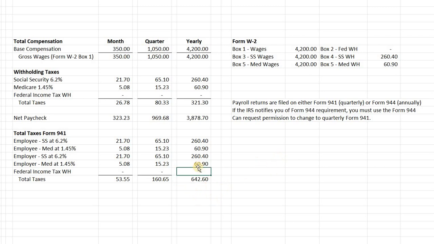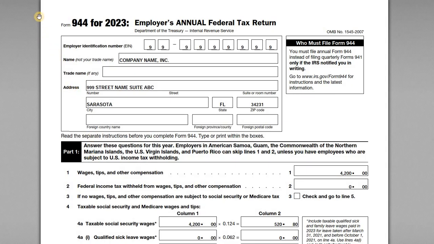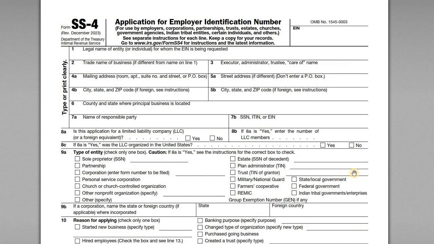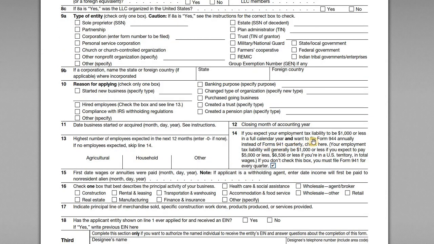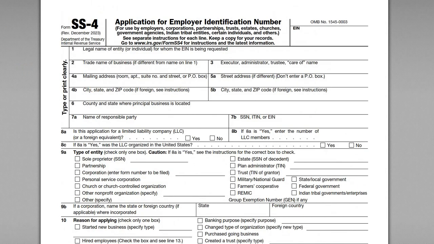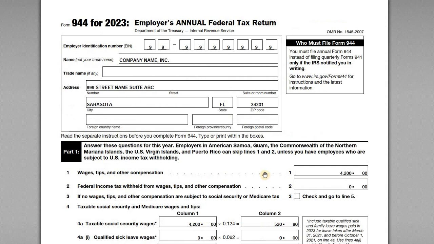So under this scenario, he's still entitled to, and it's consistent with what he reported, that he's going to have less than $1,000 of taxes that are going to be owed with the return. And that's what's noted here as a reminder, right? If you expect that your employment tax liability is going to be $1,000 or less for the full calendar year, you can use the 944. All right, so let's start looking at the 944 here. It's the 2023 year. We confirm that we are able to file this, right?